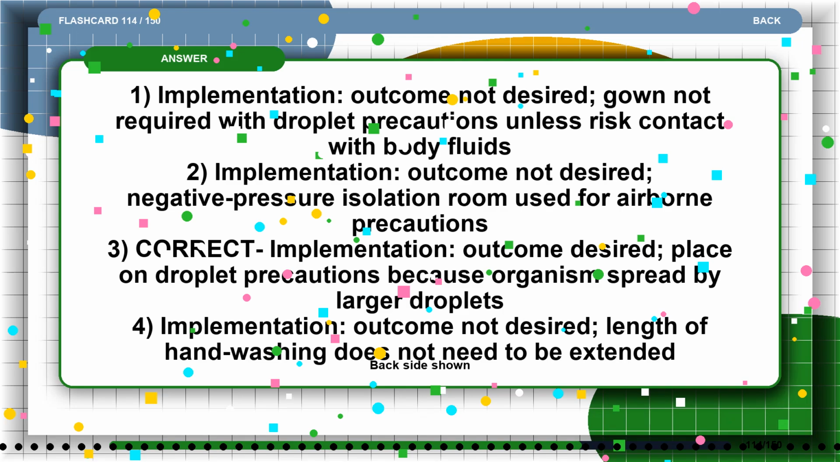The answer is 1. Implementation. Outcome not desired. Gown not required with droplet precautions unless risk contact with body fluids. 2. Implementation. Outcome not desired. Negative pressure isolation room used for airborne precautions. 3. Correct implementation. Outcome desired. Place on droplet precautions because organisms spread by larger droplets. 4. Implementation. Outcome not desired. Length of hand washing does not need to be extended.